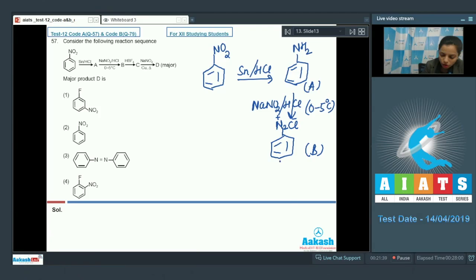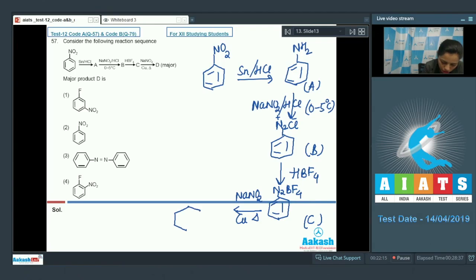Now what you did, you just treated this B with HBF4. What will be formed here? The formation of N2BF4 will take place. This becomes your compound C. And now when the C is treated with NaNO2, copper and heat, then it gets changed into the product that is once again nitrobenzene. And if this nitrobenzene is the compound D, this becomes our correct answer also, and it's given in option 2. So just choose option 2 as your correct answer.